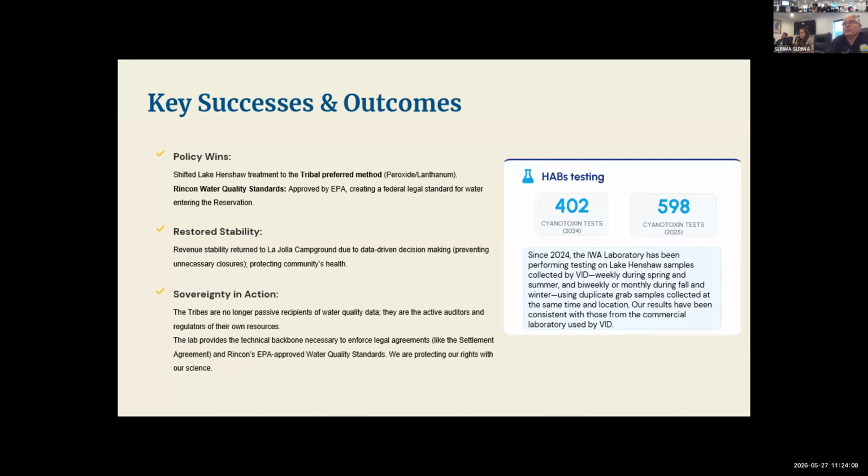It's restored stability. Revenue stability returned to the La Jolla campground due to data-driven decision making and preventing unnecessary closures, protecting communities' health. And then the sovereignty in action. The tribes are no longer passive recipients of water quality data. They are the active auditors and regulators of their own resources. The lab provides the technical backbone necessary to enforce legal agreements like the settlement agreement and Rincon's EPA-approved water quality standards. And we're protecting our rights with our science.